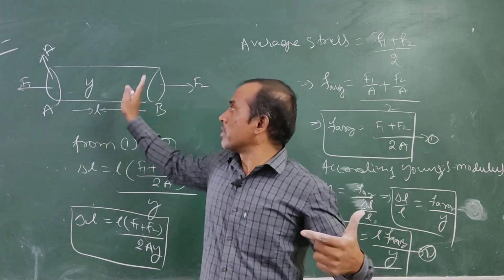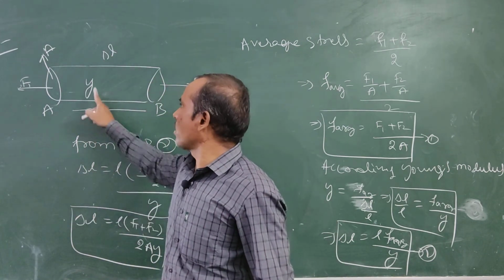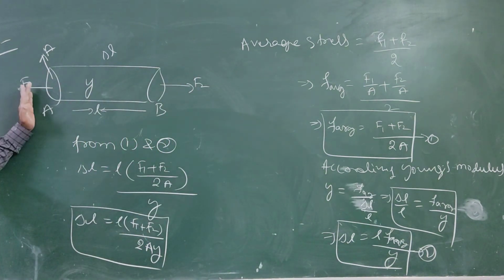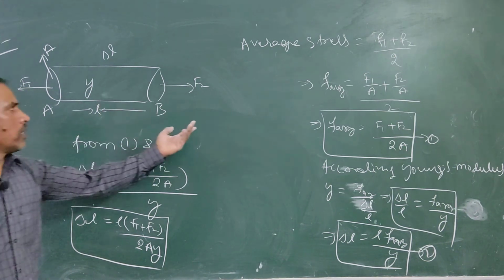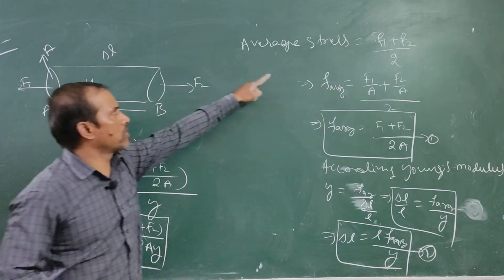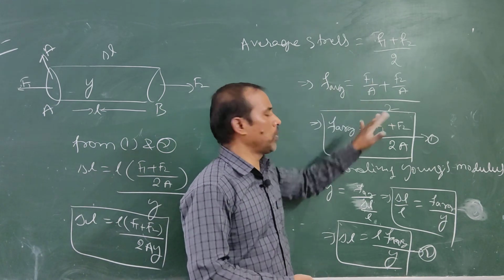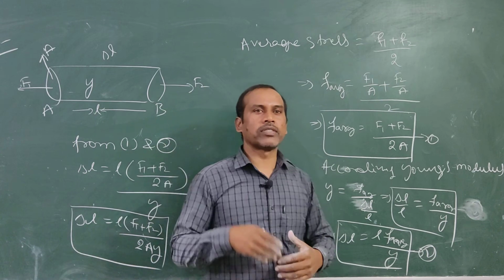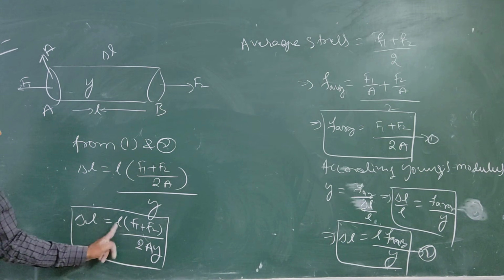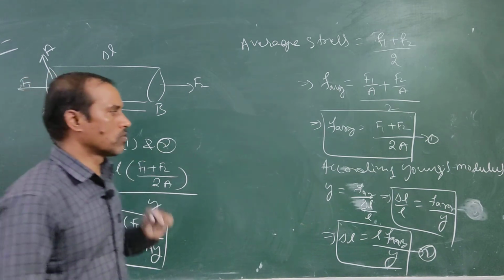Now the elongation in the wire: rod of original length L, Young's modulus Y. First of all, stress at one end and stress at the other end. The average stress is F1 by A plus F2 by A, divided by 2, that is F1 plus F2 by 2A. Now the change in length is L into (F1 plus F2) by 2AY. Okay, note this one. Next problem.